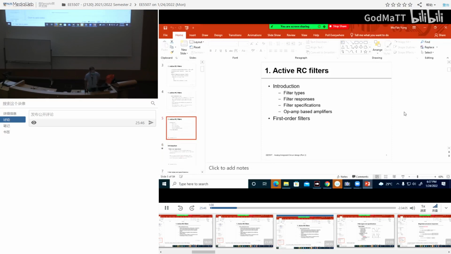Okay, so basically we are going to talk about different filter types, different filter responses, different specs to specify the filter, and then we will talk about op-amp based filters. Okay, so we will start with first order filter. Okay, first order.